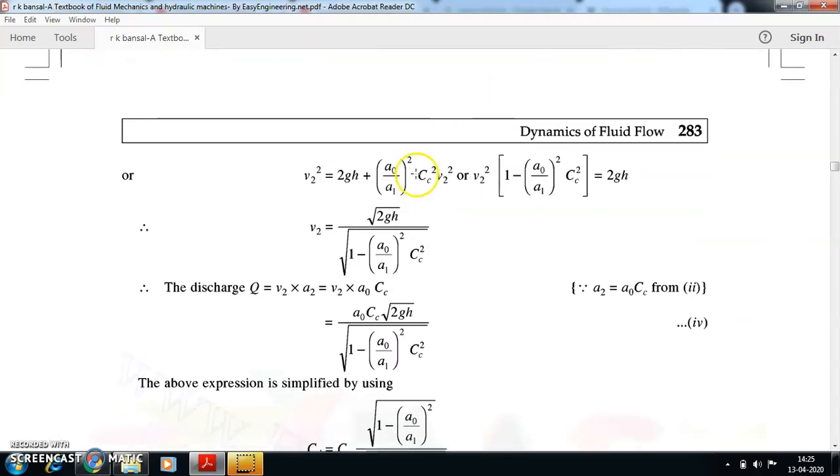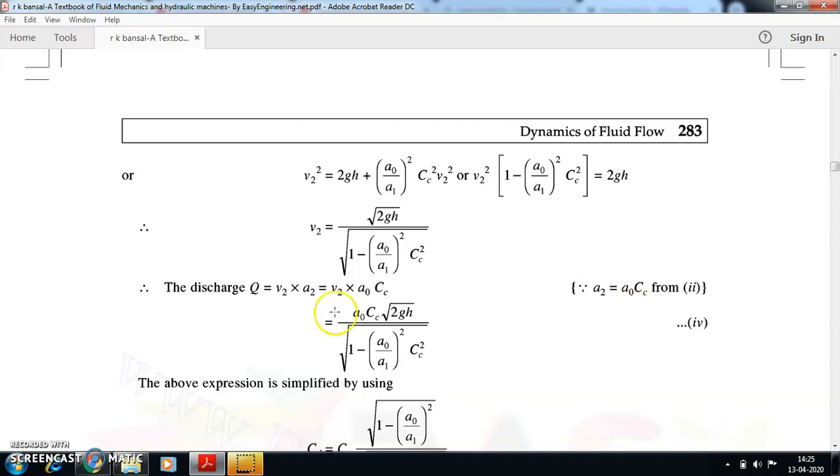When you do the substitution and square it, V2 squared, the square root goes off. Or you can take the terms of V2 over here, 2gh, to the other side. Finally you are going to get V2 equal to root of 2gh divided by root of 1 minus (A0 by A1) the whole square into CC square. This is a mere mathematical way of solving it.